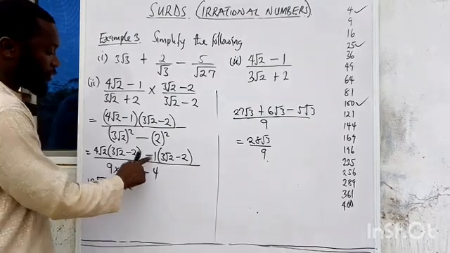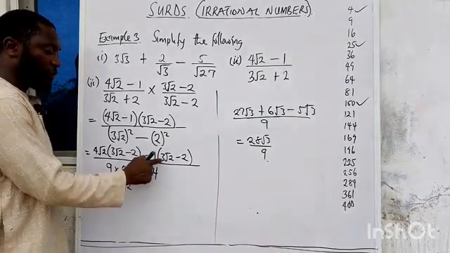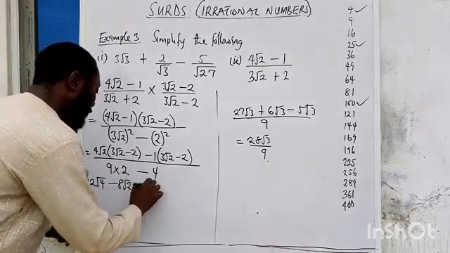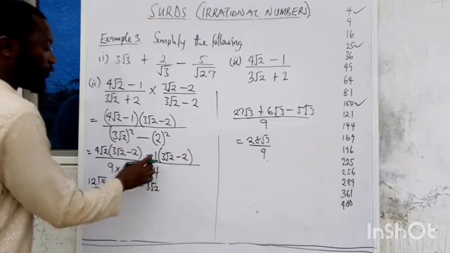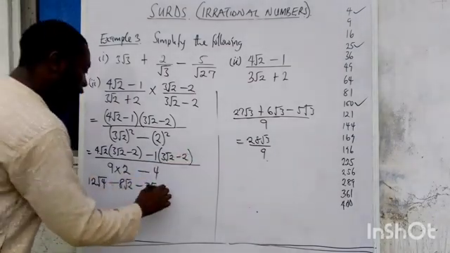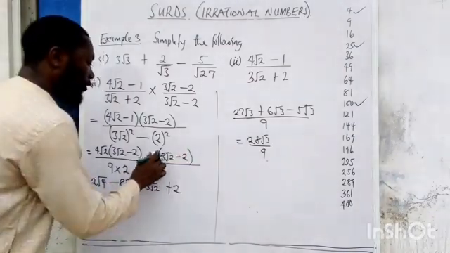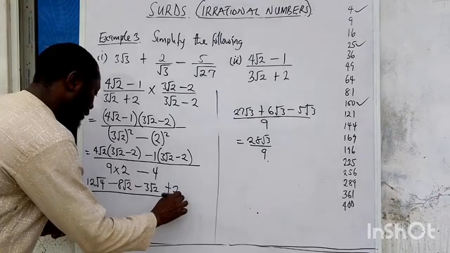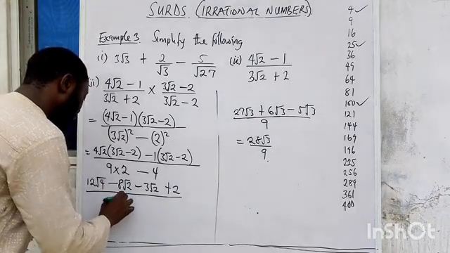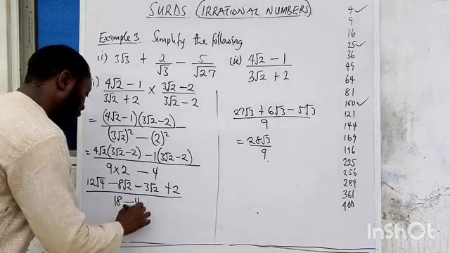We do the same again with this negative 1 now. Negative 1 times 3, that is just negative 3 root 2, with the square root of 2 at the back. Negative 1 multiplied by negative 2, that is plus 2. Minus times minus is plus, 1 times 2, 2. Divided by 9 times 2, that is 18, minus 4.